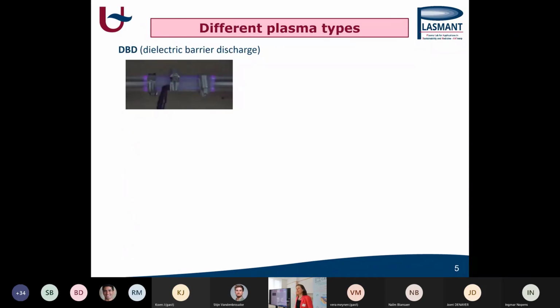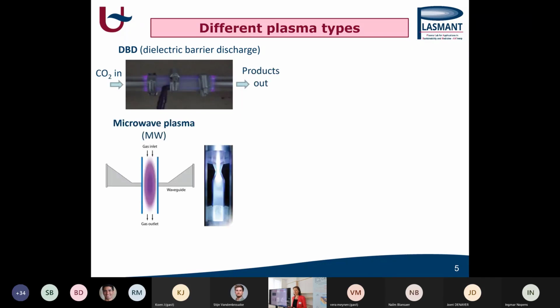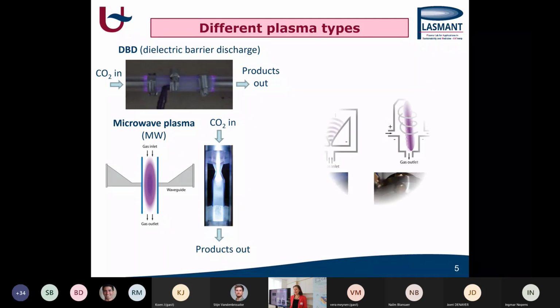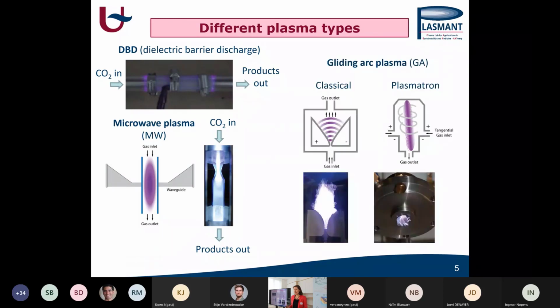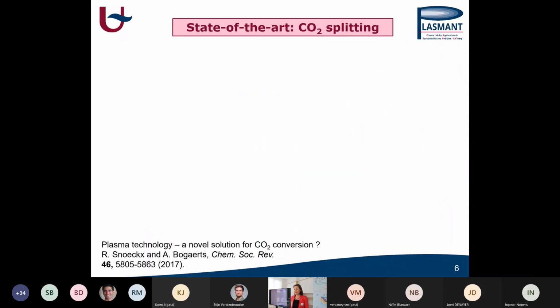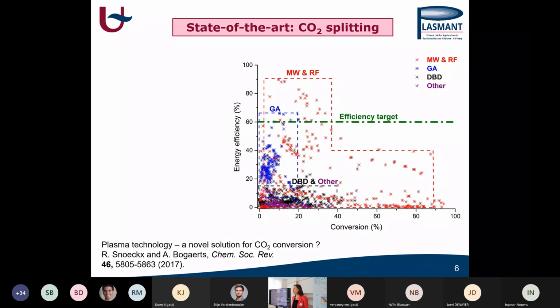Now there exist different types of plasmas that can be used for CCU. One type is a dielectric barrier discharge. Another type is a microwave plasma. I will not go into detail because the time is of course very short. And another type is a gliding arc plasma. I just show you these examples because I come back to that later in the next slide. Because the next slide shows an overview.